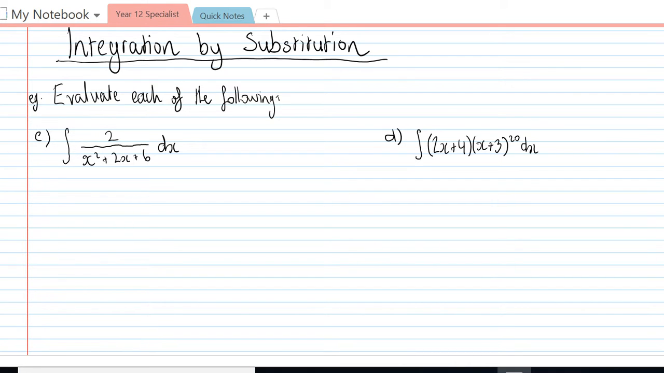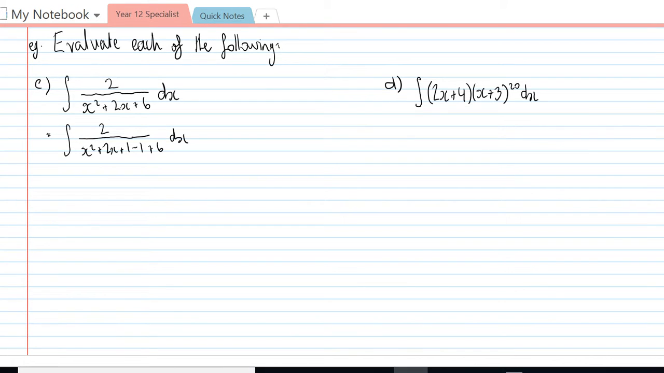Welcome back everyone. Just going to get into two slightly more complicated, or potentially slightly more complicated, questions using integration by substitution. So in this first question, to begin with, to make the problem a little bit more recognizable, I'm going to just complete the square in the denominator. So that is the integral of 2 over x squared plus 2x plus 1 minus 1 plus 6, and make sure to write the dx on the end there. That's going to give the integral of 2 over (x plus 1) all squared, and then also plus 5 dx.